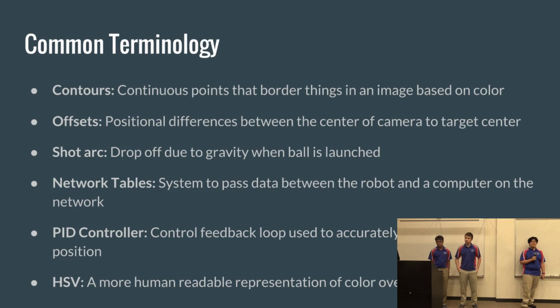HSV, it's a way of representing color in computers, and it's very similar to something like RGB, red, green, blue, except it's a bit more human readable. I'll get into like how that works and why later, but that's just what that means. So this is just an overview.